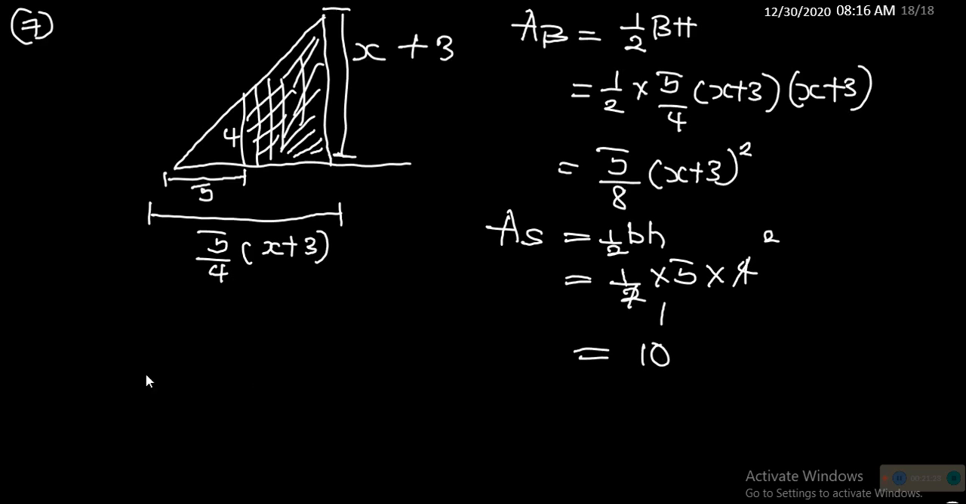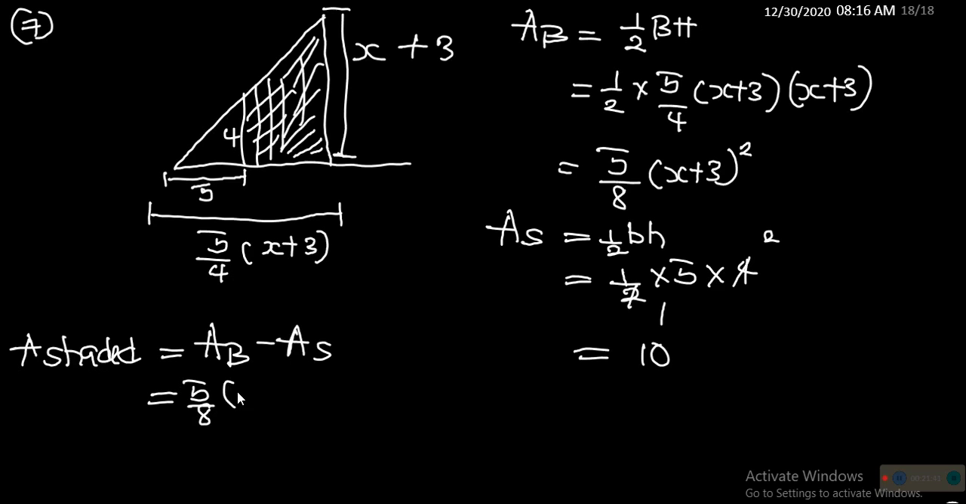So the area of the shaded portion is the area of the big triangle minus the area of the small triangle, which of course is 5/8 into (x plus 3) squared minus 10. This expression cannot be factored further, so this is the factored form of the area of the shaded portion.